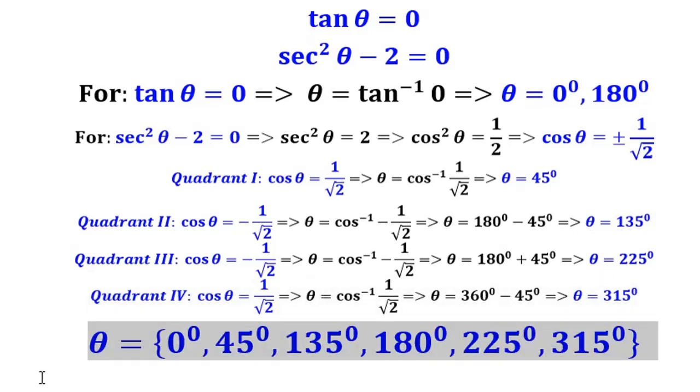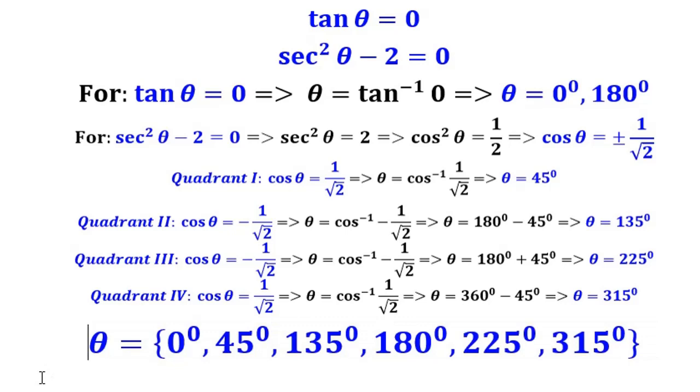That means the angles are the quadrantal angle 0 degree. Then in the first quadrant it is 45 degree. In the second quadrant it is 135 degree. Then the quadrantal angle 180 degree. Then in the third quadrant it is 225 degree. Then in the fourth quadrant it is 315 degree.